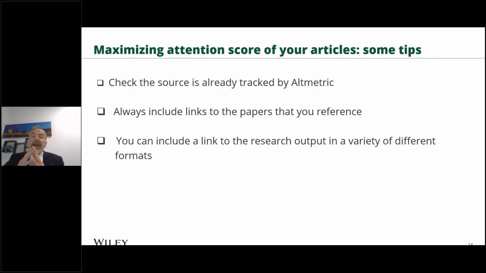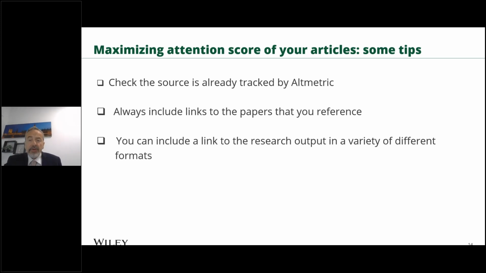Now, how can you maximize the attention score of your article? Let me give you some tips, okay? First of all, check that the source is already tracked by Altmetric. For Altmetric to be able to pick up a mention of a research output, the source of this mention must be tracked by our system. Each source, each source type has its own technicalities that can affect the tracking of the mentions.